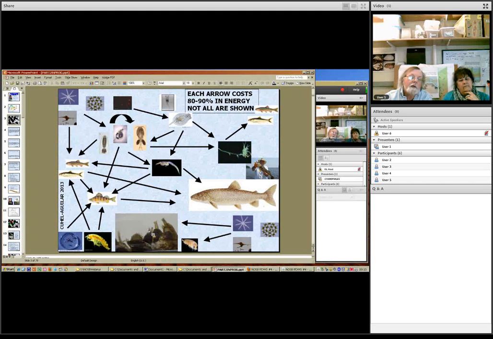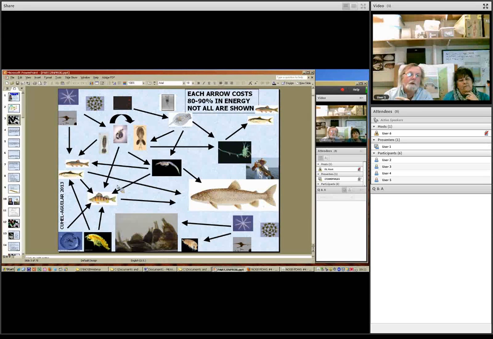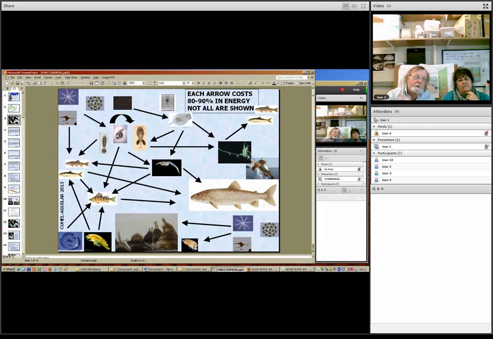And what you see are arrows that move from one animal to another. So here's a mysid, and we see an arrow that goes to this lake trout, and that means that it is eaten by the lake trout. Here we have a zooplankton, and we see an arrow that goes to a different one, and that means that the different one eats it. So each arrow points at the thing that eats it.